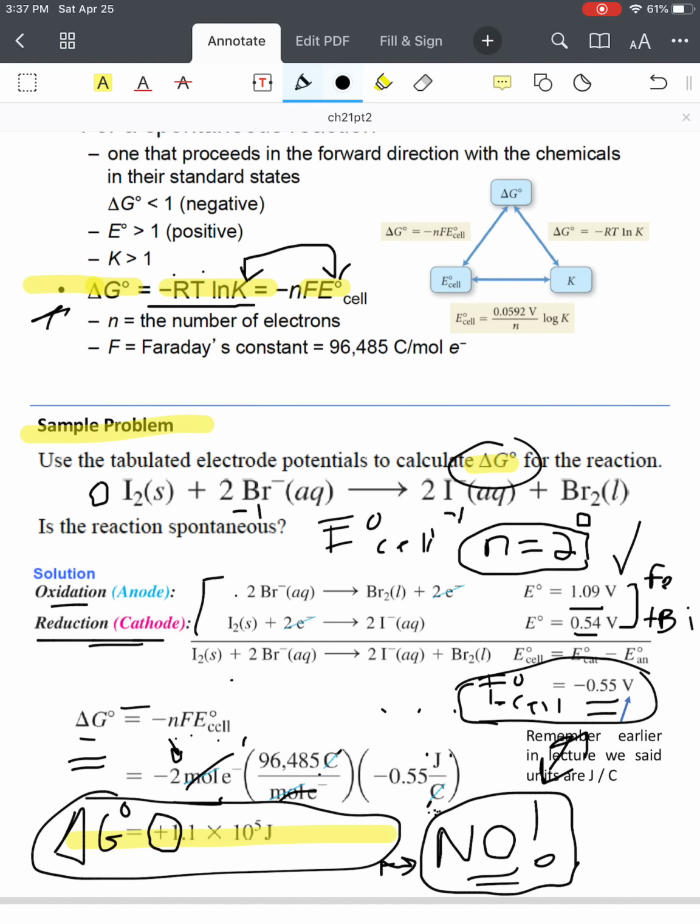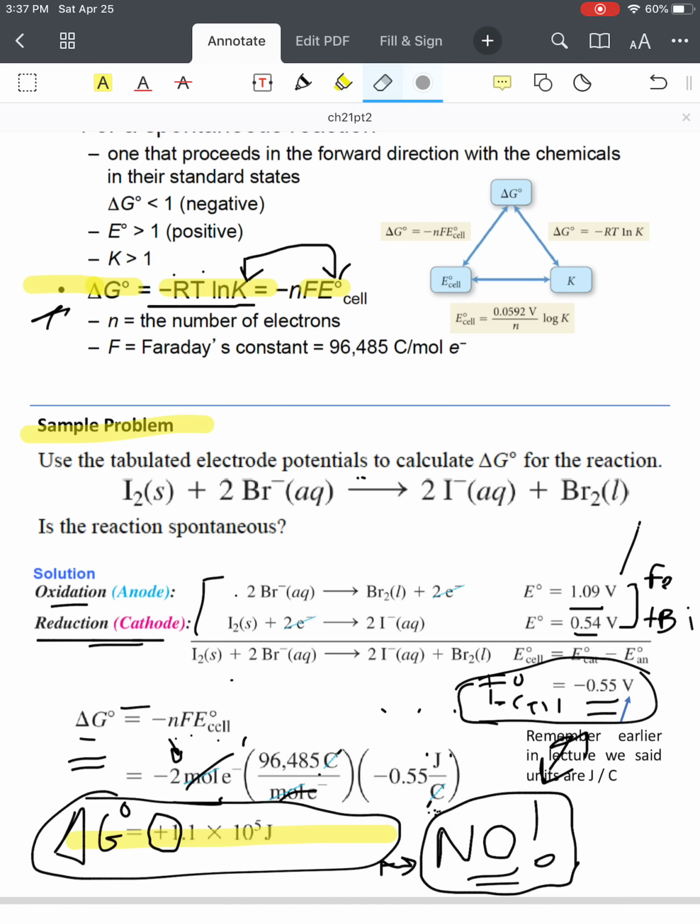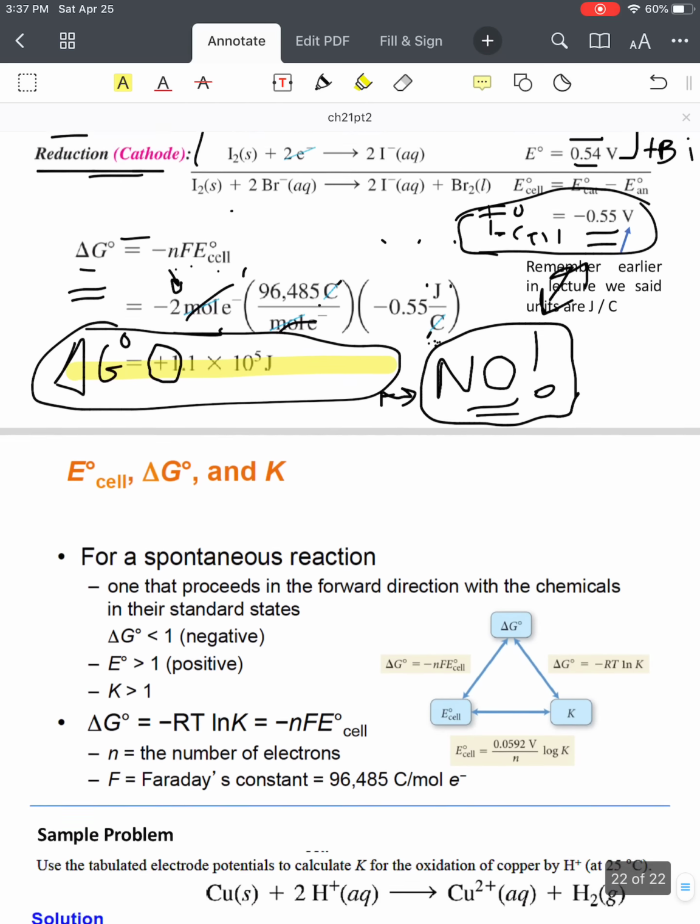And what that means is that if you mix solid iodine with bromide ion, this reaction does not happen. You don't get I- and Br2. In fact, the reaction would occur if it was written in reverse. What I mean by that is if I wanted to make a reaction occur between these reactants, what I would need to do is mix these together. In other words, the reverse reaction would be spontaneous, but the one that's written is not. Okay? And that's what we mean by predicting whether the reaction is spontaneous or not.